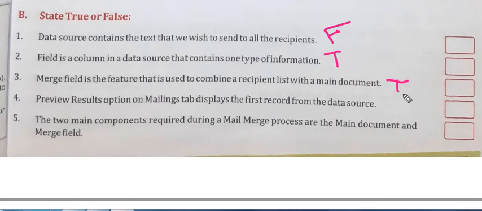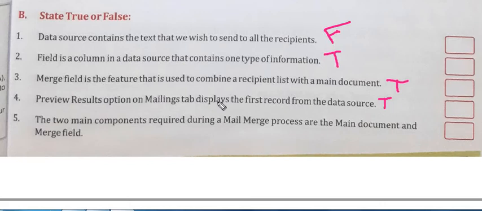Now next, the preview result option on the mailing tab displays the first record from the data source. Obviously true. In the data source we have a number of records, so if you see the preview of the result, it will show you the first document, with the data of the first record.